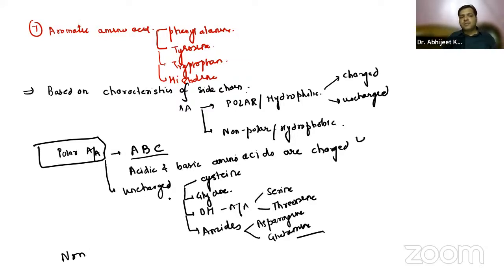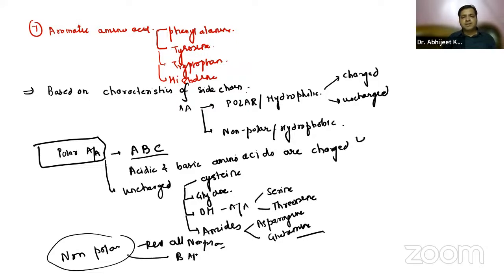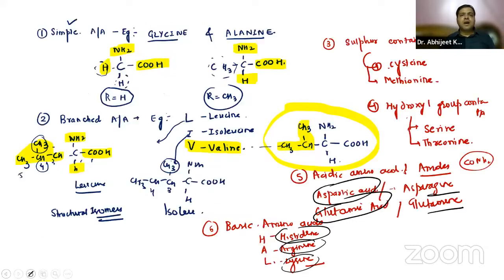And what about non-polar? Just remember the polar ones, the rest are all non-polar. So we have branched amino acids, and aromatic amino acids except histidine. Methionine is non-polar. Alanine and proline are all non-polar. So this is polar and non-polar.